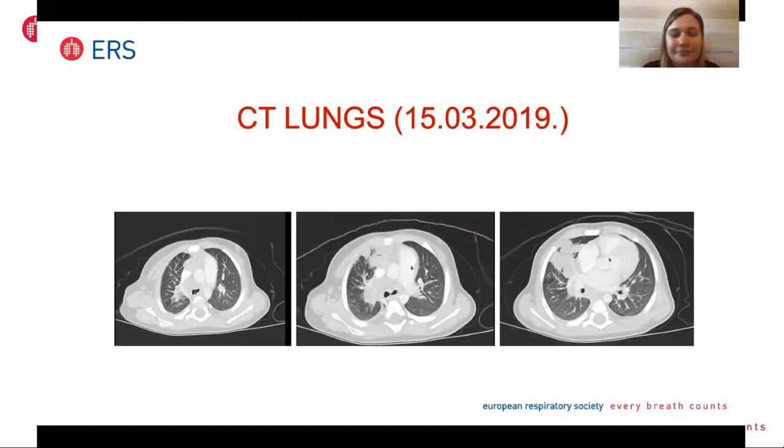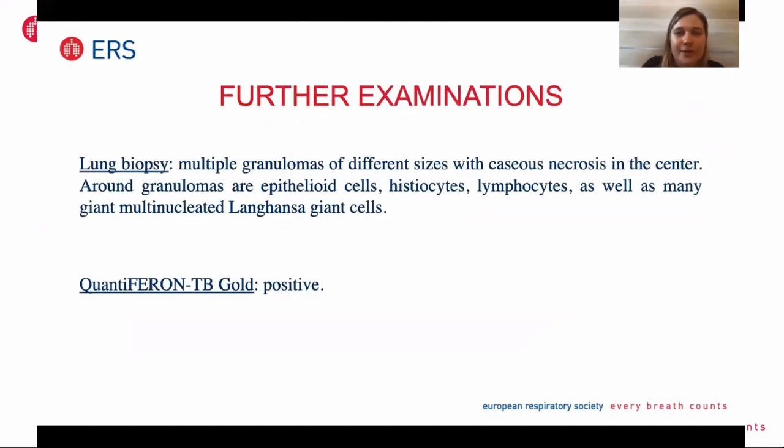So the patient had this biopsy done, and here I will show you the results of the lung biopsy. So here you can see that there were multiple granulomas of different size, with also the specific caseous necrosis in the center. Around these granulomas were epithelioid cells, histiocytes, lymphocytes, as well as many giant Langhans cells. So of course also this QuantiFERON TB Gold test was done, which was positive.